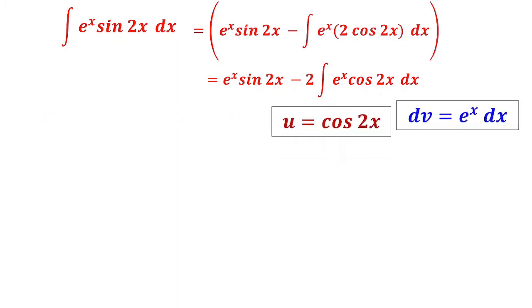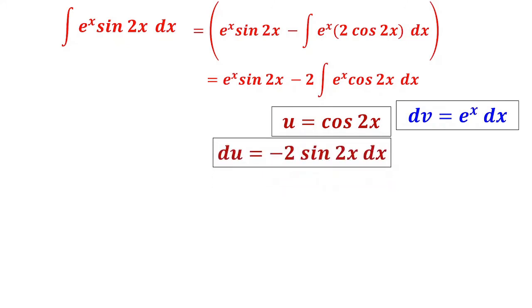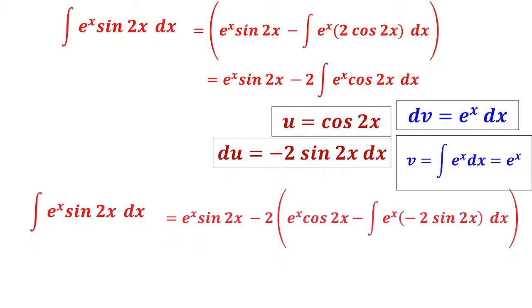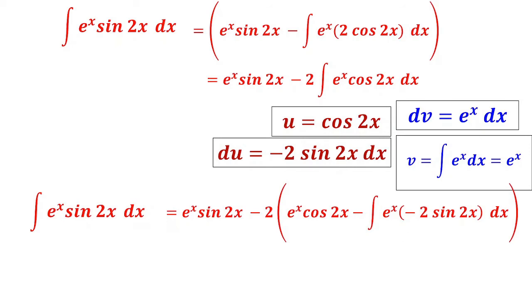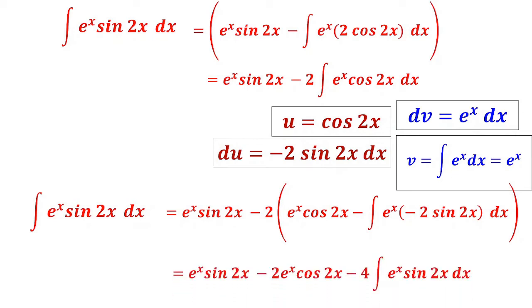U is cos 2x, dv is e power x, du is minus 2 sin 2x, and v is integral e power x dx, which is e power x. Well, now put it inside the bracket. Now the integral is u into v, e power x into cos 2x minus integral e power x into minus 2 sin 2x into dx. Now bringing the minus sign inside, minus into minus is plus, and there is a minus outside, therefore minus 2 into e power x cos 2x minus 4 into the integral.